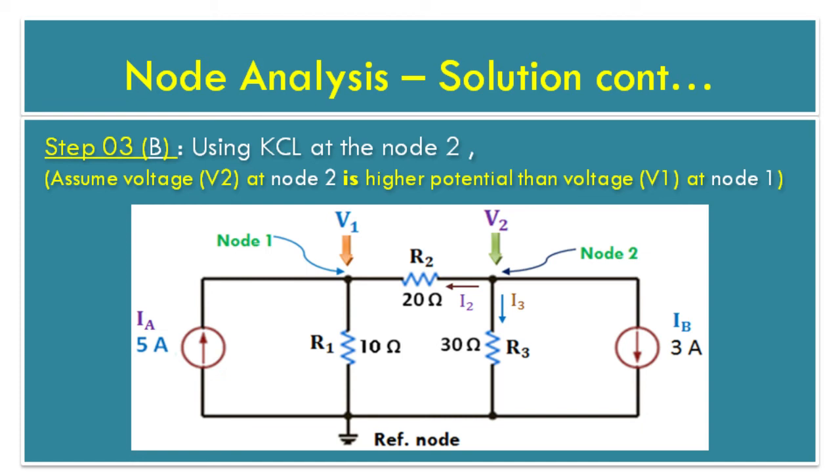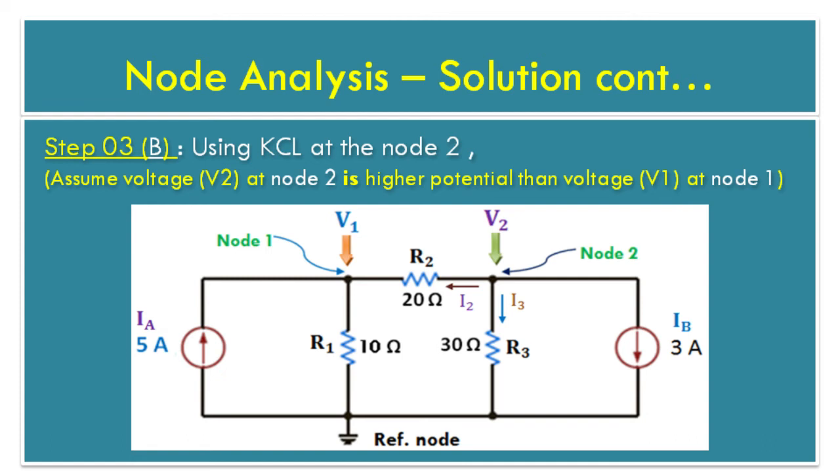Here assume voltage V2 at node 2 is at higher potential than voltage V1 at node 1. With reference to step 2, apply KCL at node 2 as current source IB plus current I2 plus current I3 is equal to 0, which is represented by equation 3, where current source IB is equal to 3 ampere, current I2 is equal to voltage V2 minus voltage V1 upon resistor R2, and current I3 is equal to voltage V2 upon resistor R3.